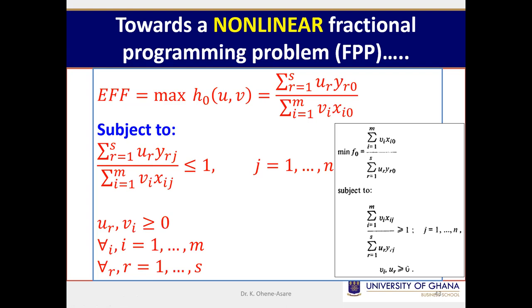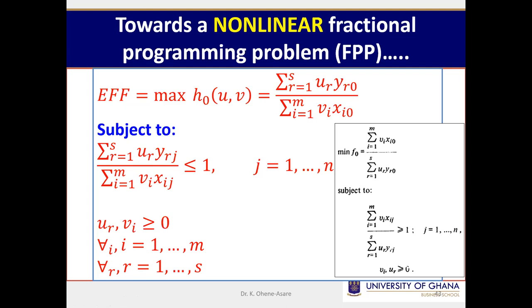No firm should be more than 100% efficient if the same weights are applied to each of the firms. And the weights must be positive. That is one of the other constraints. This is the usual non-negativity constraint you all know in linear programming. Do you remember that non-negativity constraint?